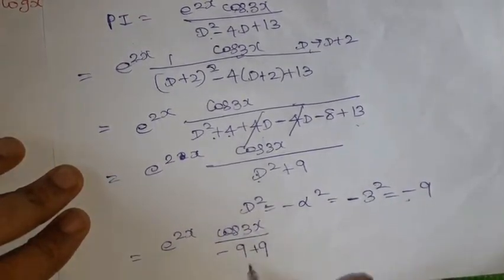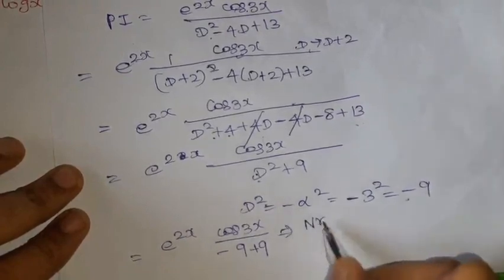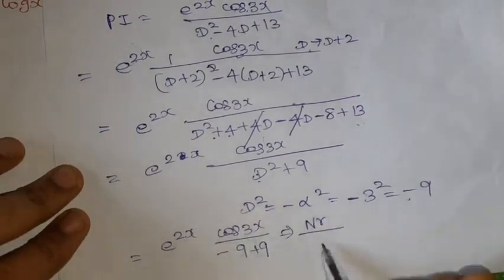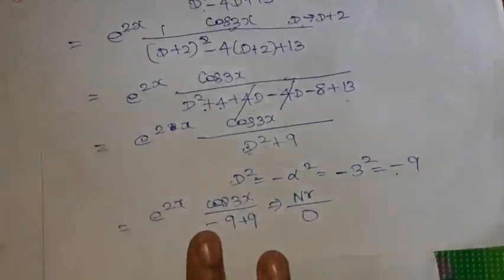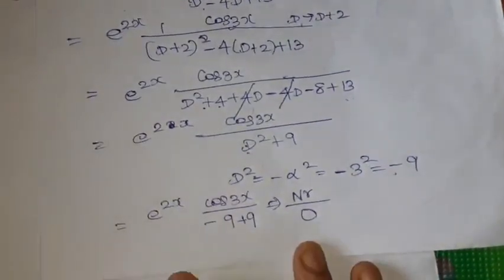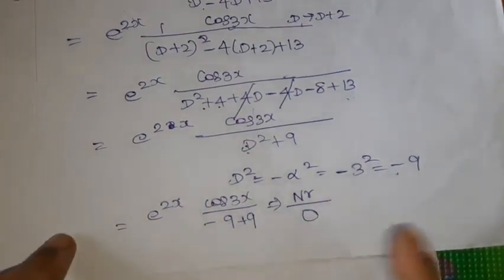So, what we will get? A numerator part divided by 0. It should not be 0. It is absurd. Whenever the denominator part is 0, we will get infinity. So, we should not get infinity. It is absurd. So, we should do one substitution. What is that?